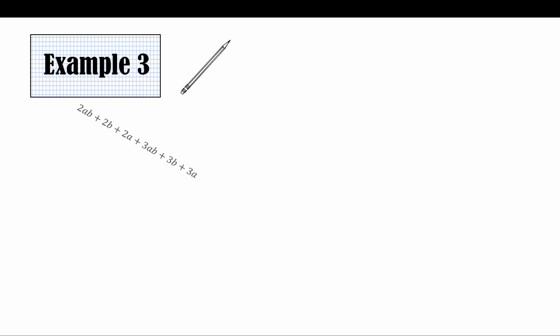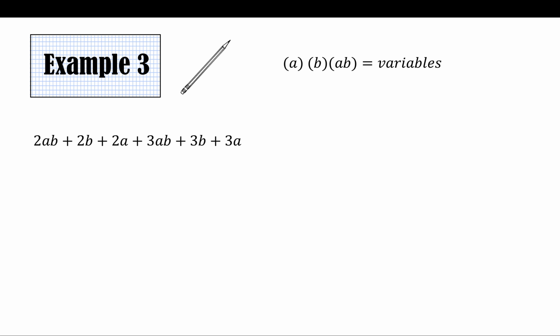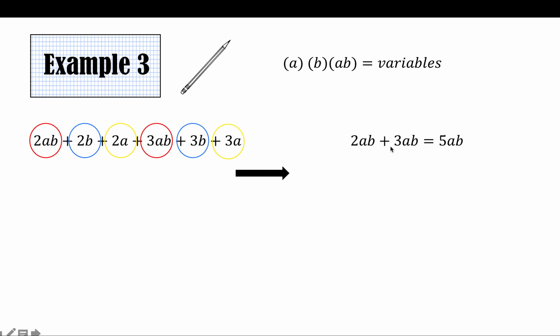Now for the third example, we are going to look at the following equation. This equation has the variables a, b, and ab. The like terms are 2ab plus 3ab, 2b and 3b, 2a and 3a because all of them share the same variables. So now we're going to solve them. The first like terms, 2ab plus 3ab, you just add the coefficients, the numbers in the front. 2 plus 3 equals 5ab because that's the common variable.